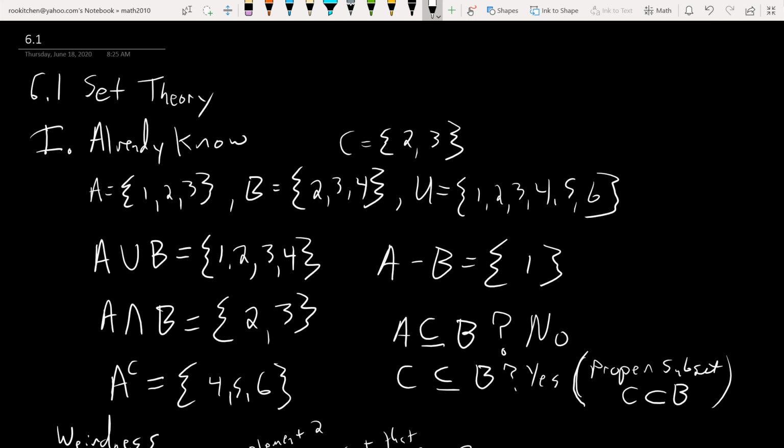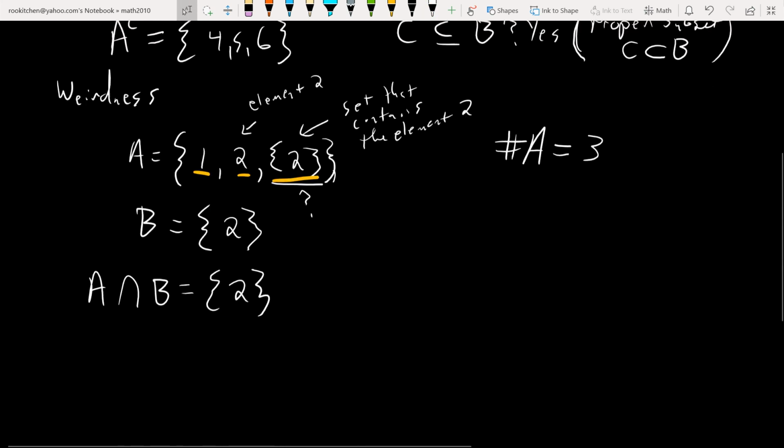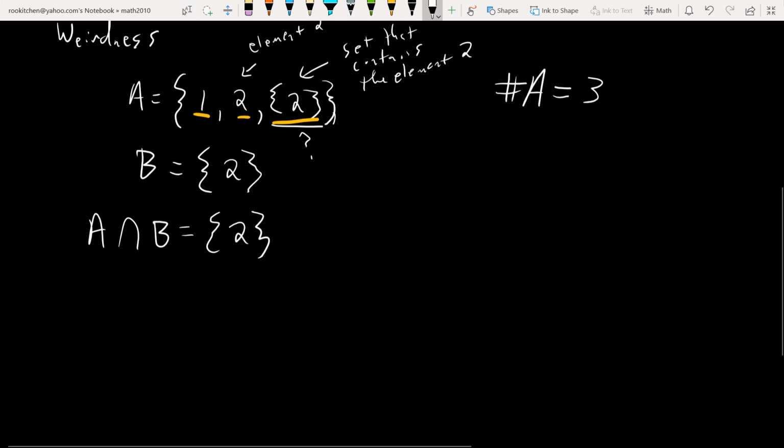Okay, so there's the idea of being an element, and then there's the idea of being a subset. So here, is B a subset of, sorry, I just woke up, A? And yes, it is, right? Every element that's in B is an element of A, so yes.